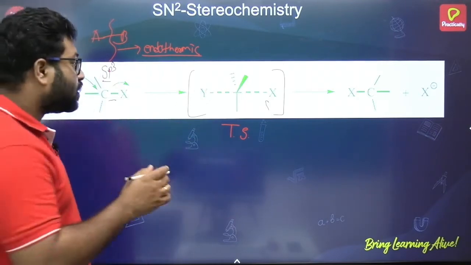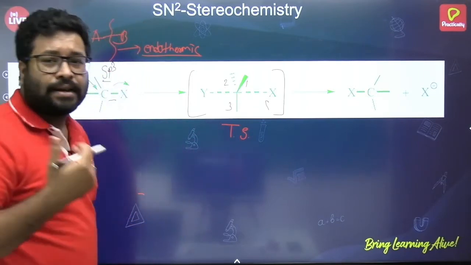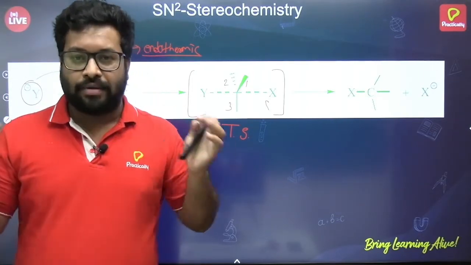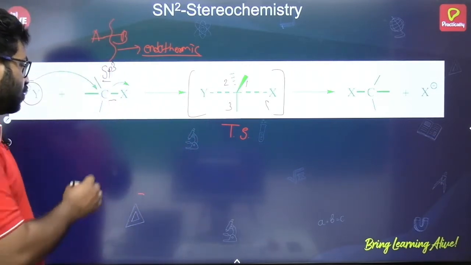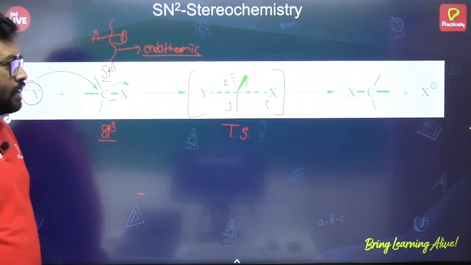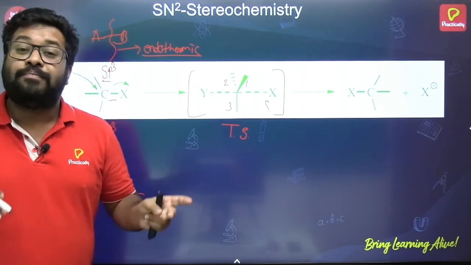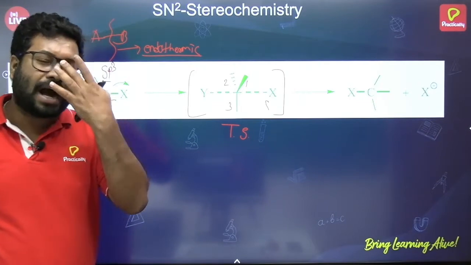The complete bonds are only three: 1, 2, and 3. And we know that carbon does not have any lone pair. So how do you find the hybridization of this state now? As I told you, hybridization here was sp3. So here carbon has formed only 3 bonds. The other 2 are partially broken and partially formed bonds, and there is no lone pair on the carbon, right?